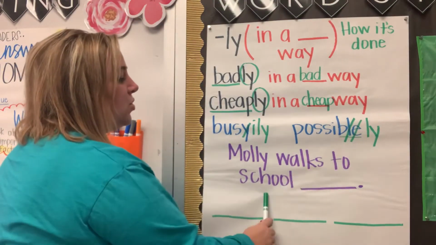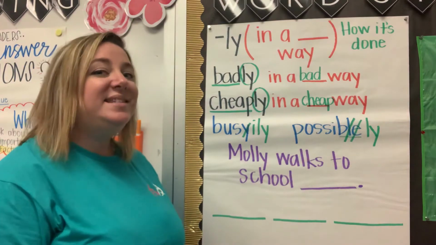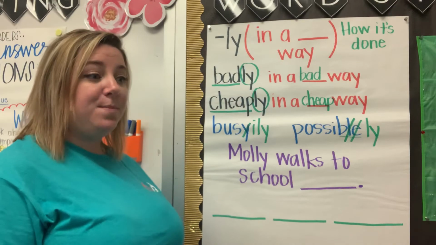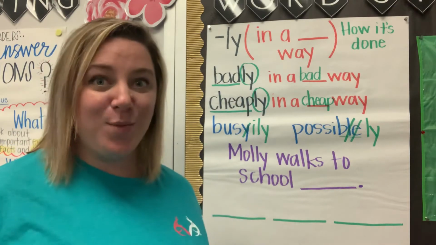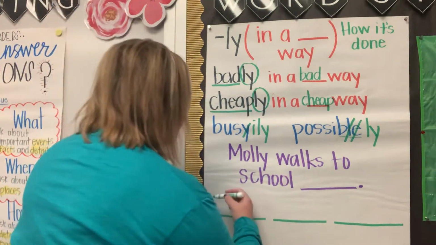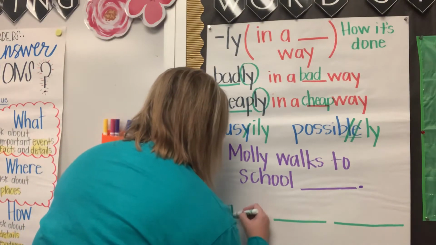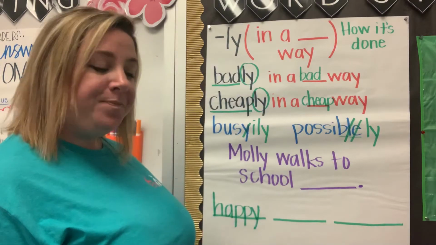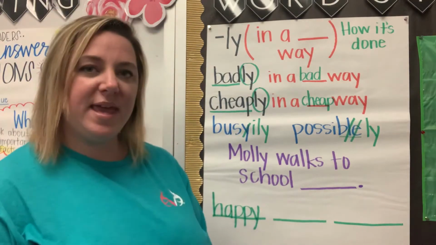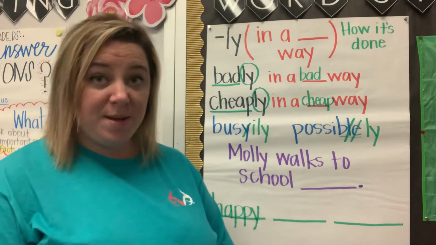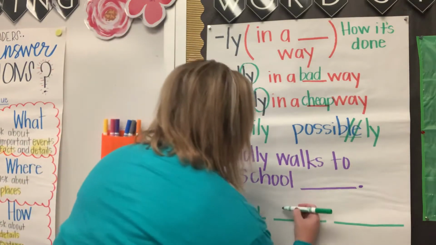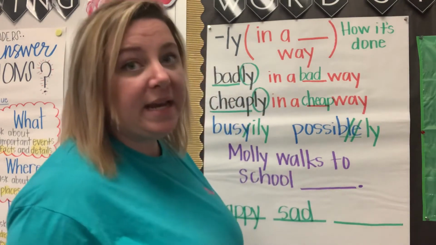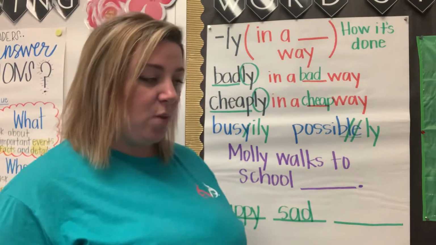Okay, so let's take a look at my sentence I have here. Molly walks to school blank. Let's think of some ways that she can walk to school. She can be super happy while she walks. So I'm going to write the word happy. That's one way she can walk to school. Happy. What's another way that she might be? She might be sad. So I'm going to put sad. Maybe she's had a rough morning and she's just kind of sad as she walks to school.